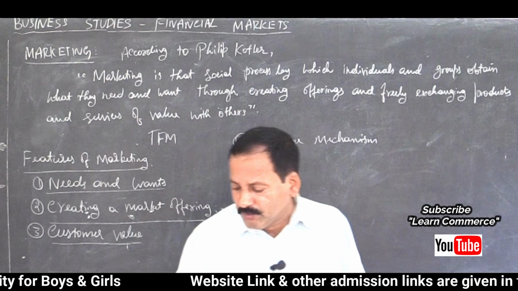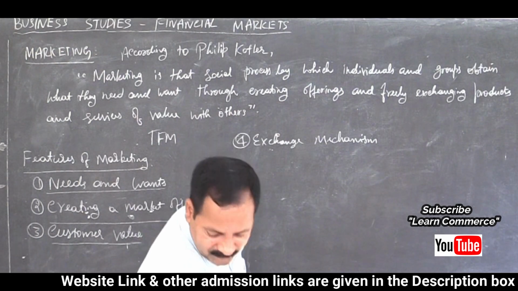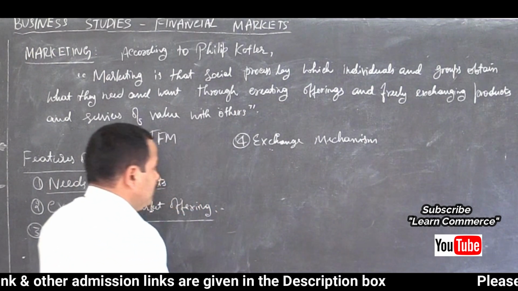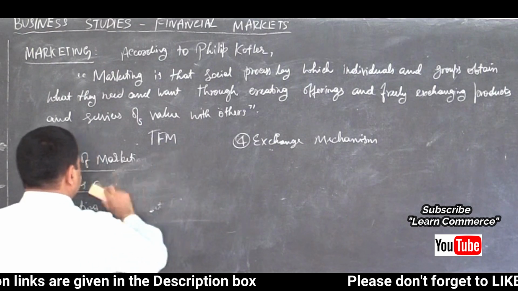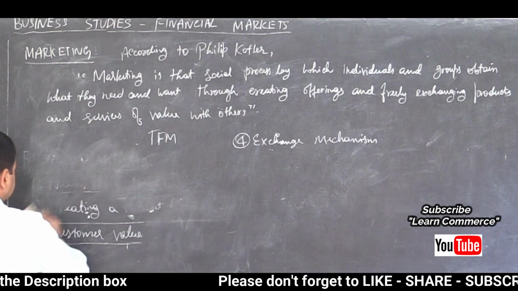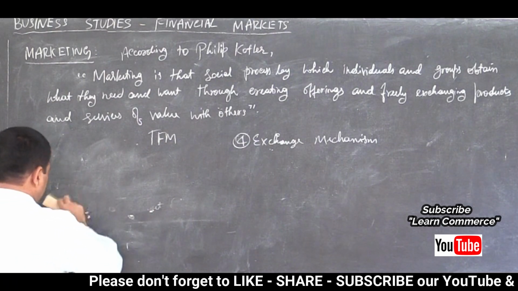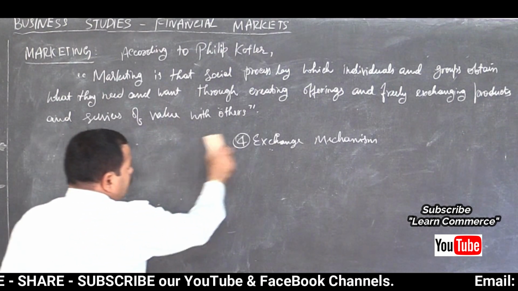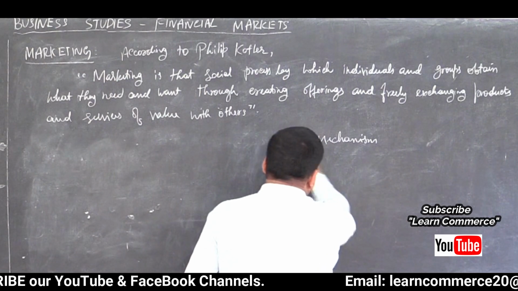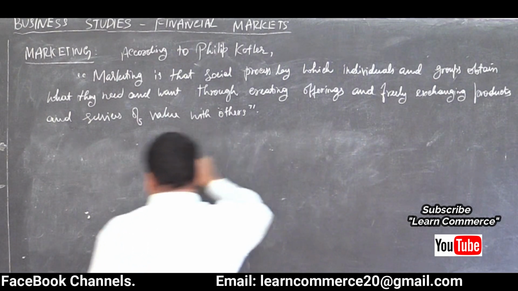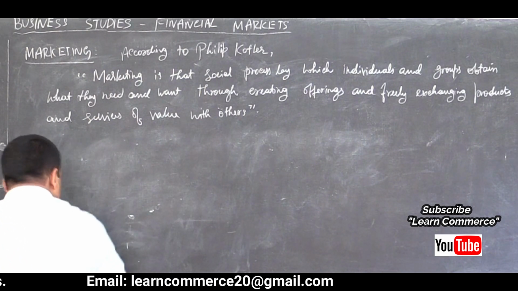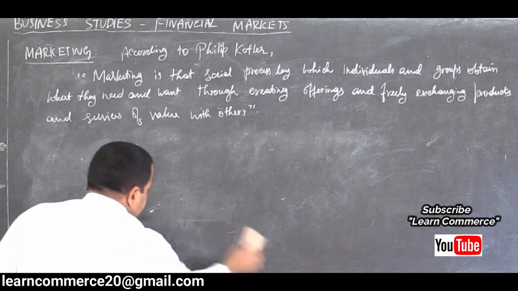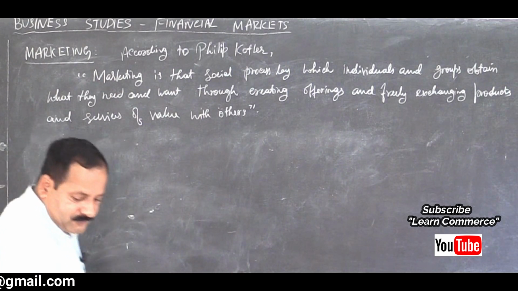Now, let us move on to the next topic, that is what can be marketed. What can be marketed? See, there are many things which can be marketed. You may think that only goods and services. No, there are some other things also which can be marketed and you can do your business. Let us know what those things are.